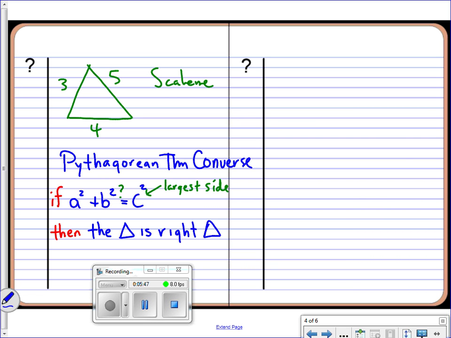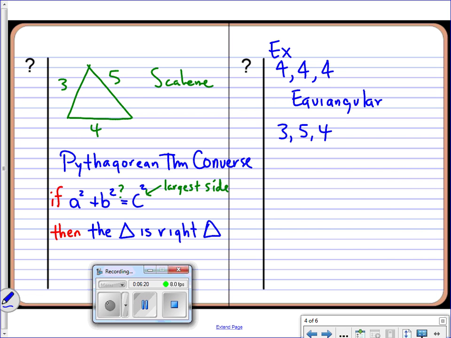whatever number you're sticking in for the C has to be the largest side of the ones given. Now suppose I'm given three sides of a triangle and they're all the same. I know for a fact it can't be a right triangle. It actually has to be equiangular. Since these three sides are the same, the angles are the same. So we already know this is equiangular, and I'm not going to use the Pythagorean theorem converse on this kind of problem. That's an easy one.